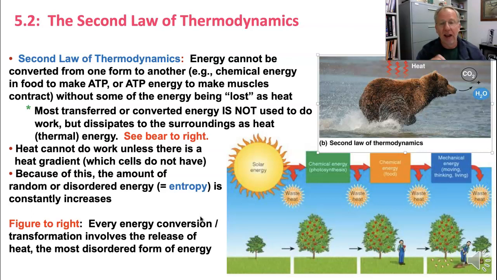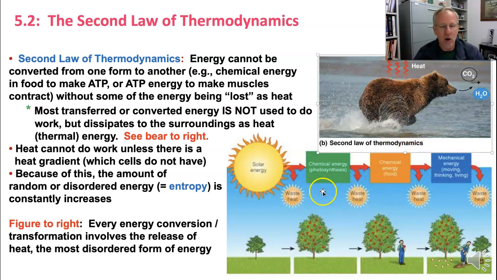So, as I mentioned, entropy is the amount of disordered or random energy. And it's constantly increasing in our universe. So entropy, random energy, is constantly increasing. The figure to the right, take a look at that. We've got a bear that's running through the water. So it's contracting its muscles and it's moving. But as it's doing that, some of that energy from the molecules in its cells is being released as heat. Can't help it. So you've got to replace that energy and eat more food.